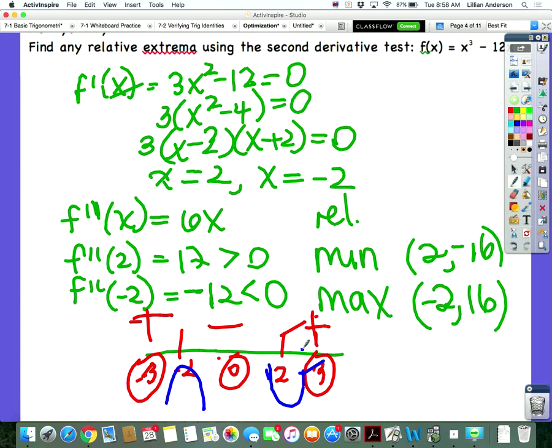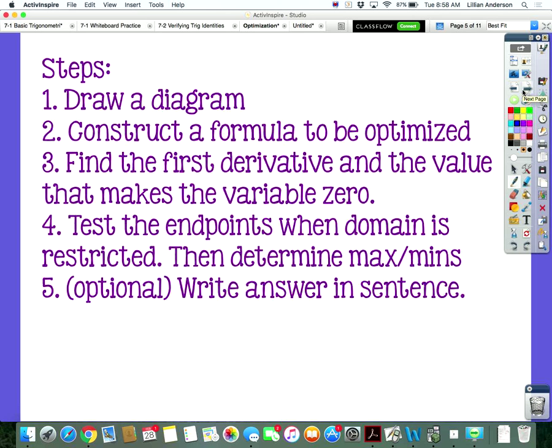Okay? Same thing. But like I said, depending on the problem, it might be easier to use one over the other. It might also be a time saver to do one over the other. Questions on using the second derivative test?